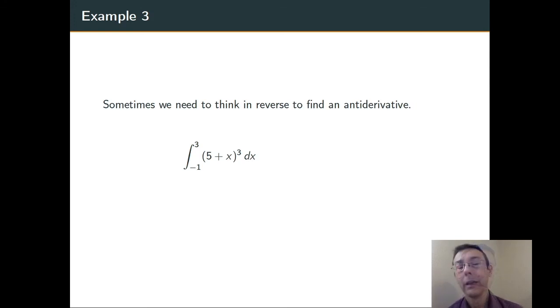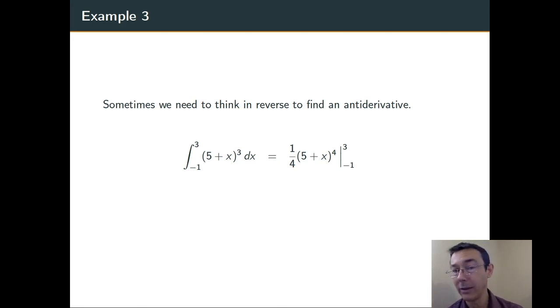One more example. Integral from negative 1 to 3, 5 plus x to the 3rd. So here we need an antiderivative of 5 plus x to the 3rd. We know that when we differentiate, powers go down. When we antidifferentiate, powers go up. So we're going to get something like 5 plus x to the 4th. Now, when I differentiate 5 plus x to the 4th, I'll get a factor of 4 in front that I don't want. So I'm going to include a 1/4 here. Now when I differentiate 1/4, 5 plus x to the 4th, I get the thing that I have in the integrand there on the left, 5 plus x to the 3rd.